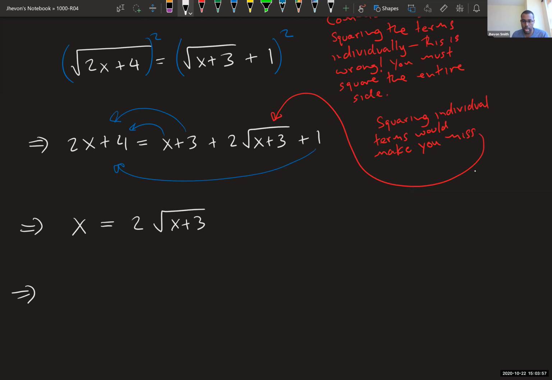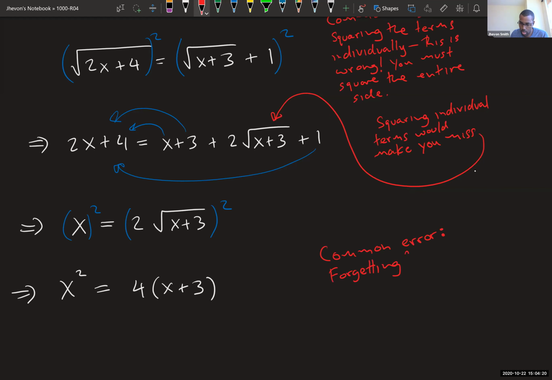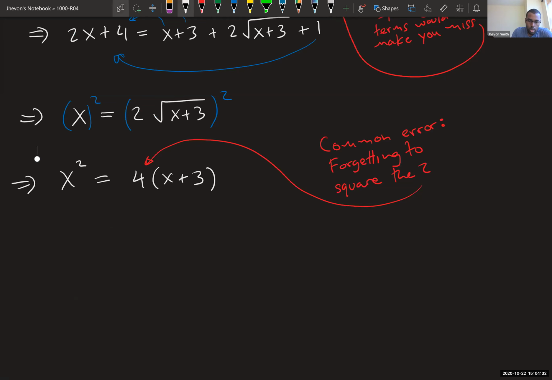And we would do the same thing again. We'd square both sides. So this is x squared equals 4 times x plus 3. Another common error is to forget to square the 2. Right? This 2 needs to be squared to give you that 4. Okay, so here we would have x squared equals 4x plus 12.